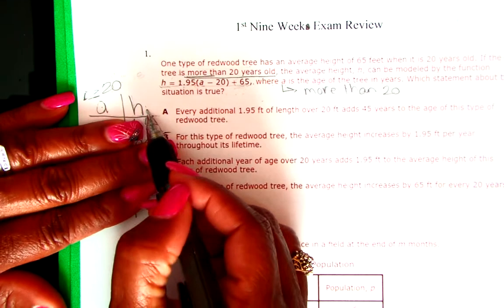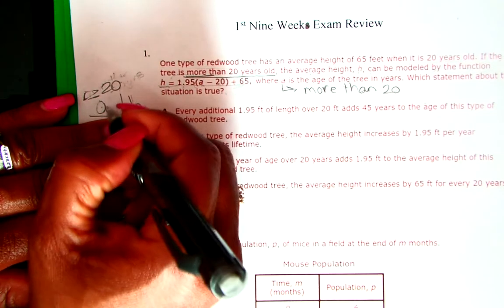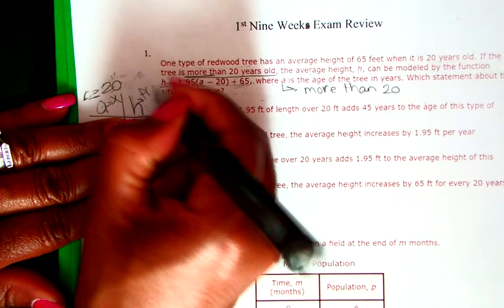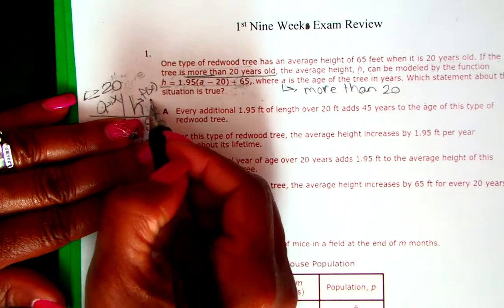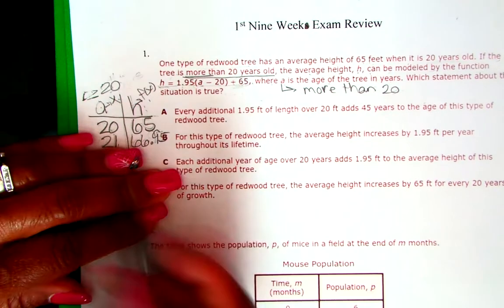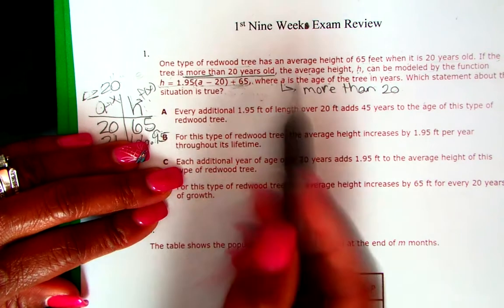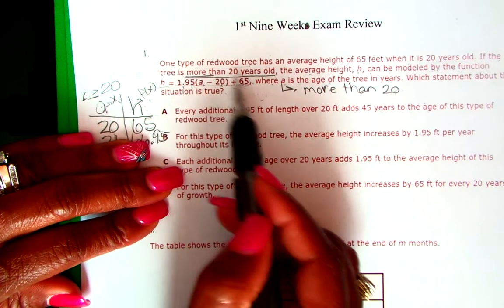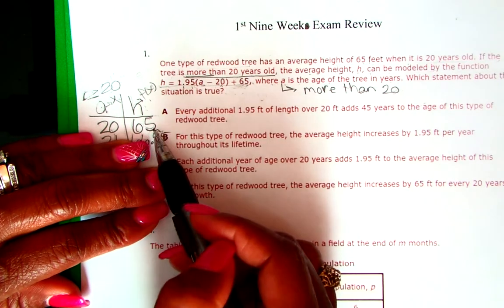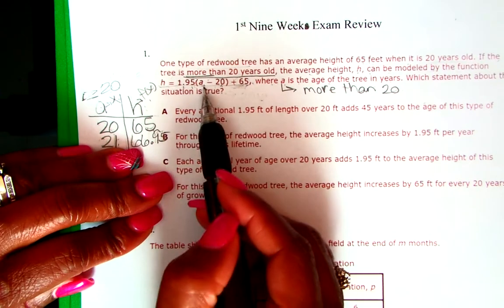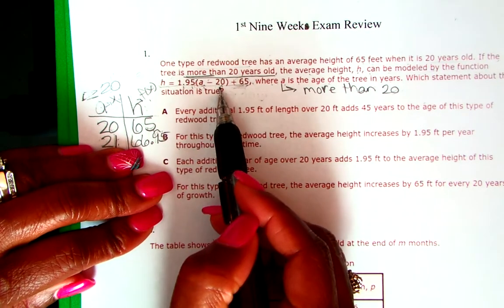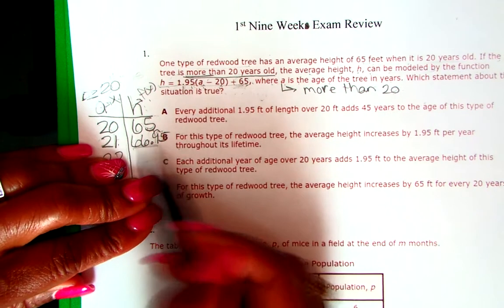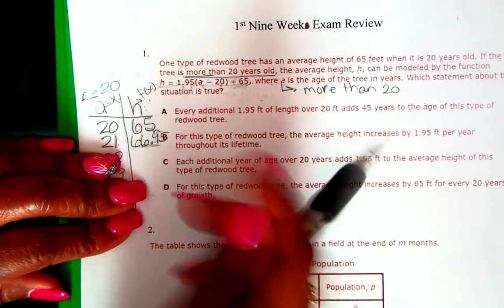Okay, H is the height. So here, this is really my X, and this is my F of X. Independent and dependent variable. Okay, so if I substitute 20 in, I'll get 65, because 20 minus 20 is 0. 0 times anything is 0. 0 plus 65 is 65. Then if I put 21 in there, 21 minus 20 is 1. 1 times 1 in 8,500 plus 65 gives me 65 and 95 hundredths.